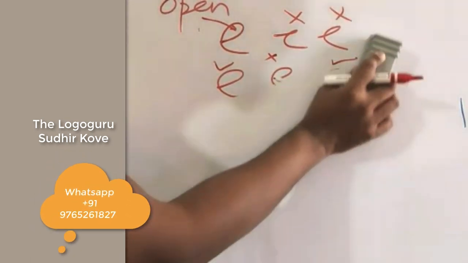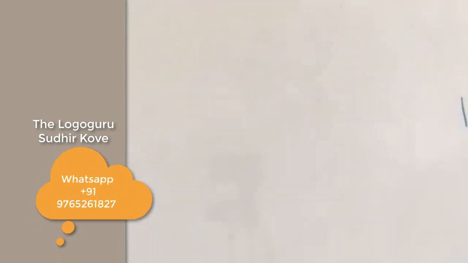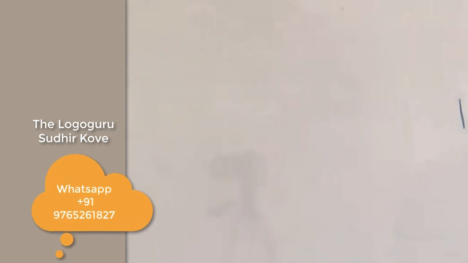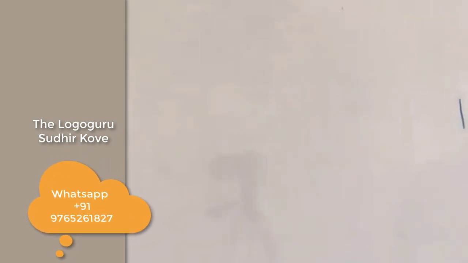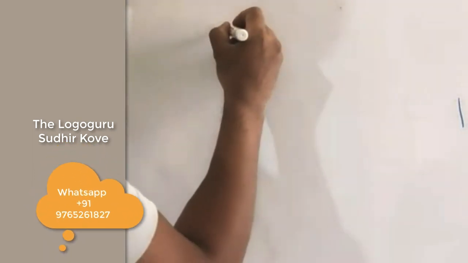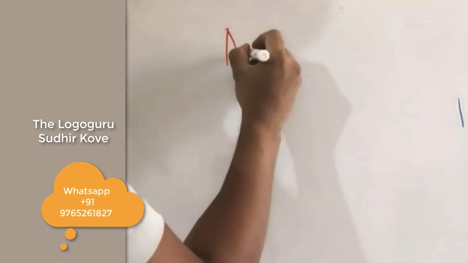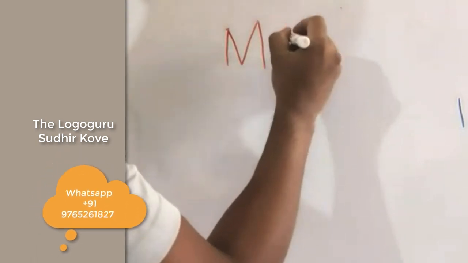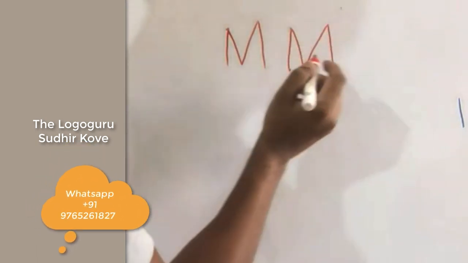Then the next letter which we want to discuss is the letter M. So capital M is a very strong letter in terms of making decisions, strong in terms of taking action. So how are you supposed to write letter M? So M letter you will write like this. This is the way. The strokes should be complete.